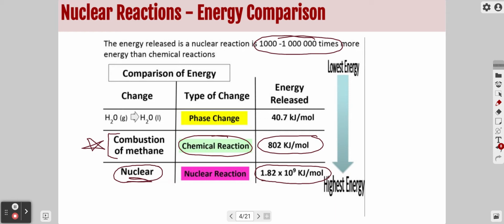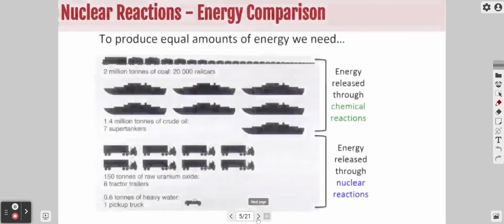Also, just to note, a phase change, right? You studied these a long time ago, probably grade 9 maybe. Basically, when you're going from a gas to a liquid or a solid to a liquid or something like that, those energy amounts are much less than even a chemical reaction. Okay, so it goes phase change, chemical reaction, then nuclear reaction in the amount of energy released in these different changes.